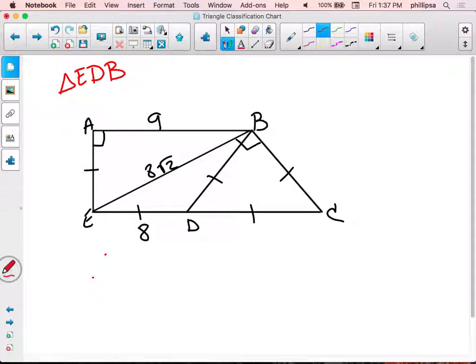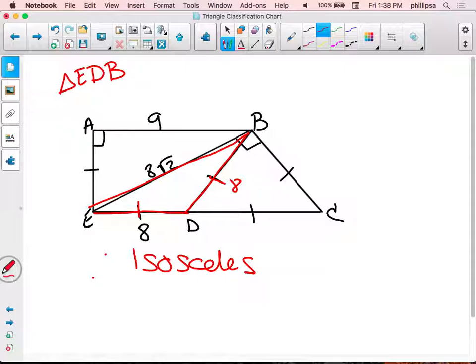Same diagram. Now I'm looking at EDB. Here it is, and I think this one's pretty easy to spot, right? It's easy to spot because you got the tick marks that match, that mark the congruent sides. 2 congruent sides makes this an isosceles, you got it.